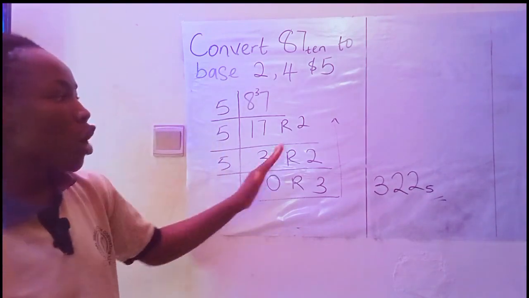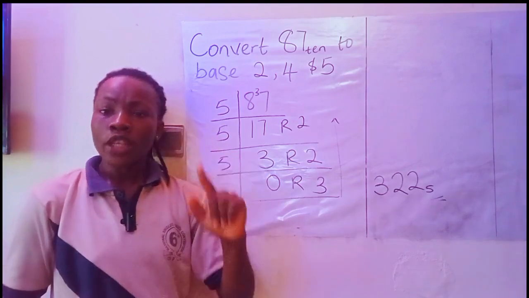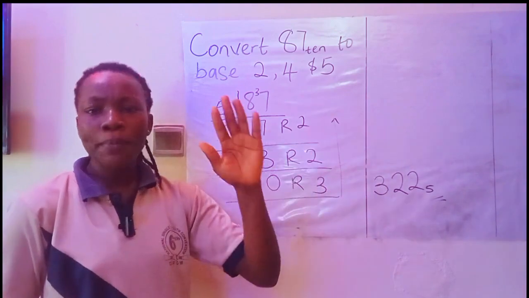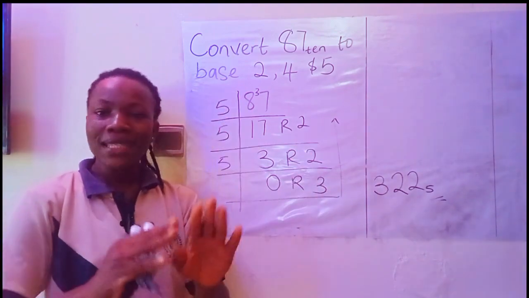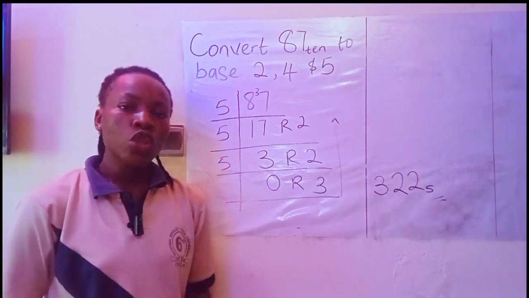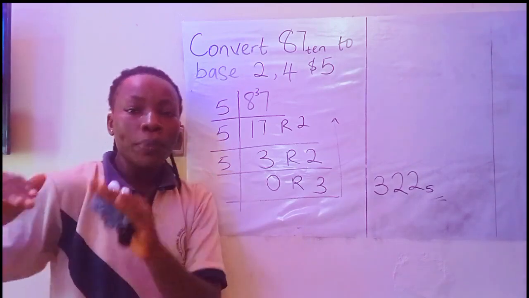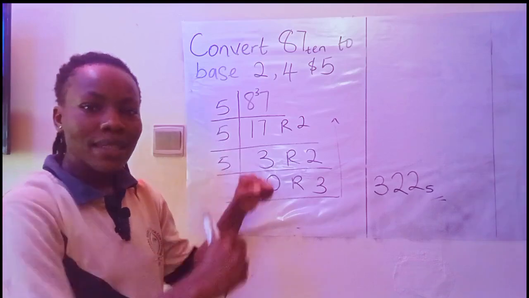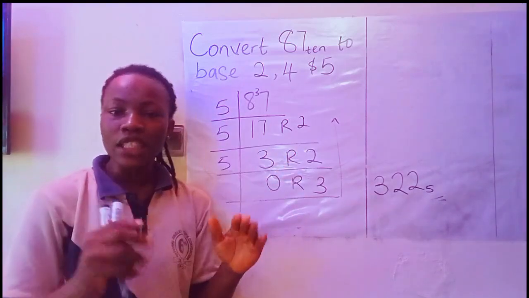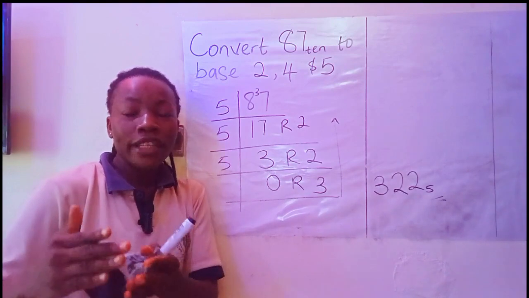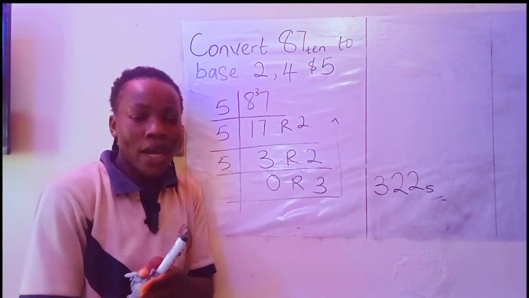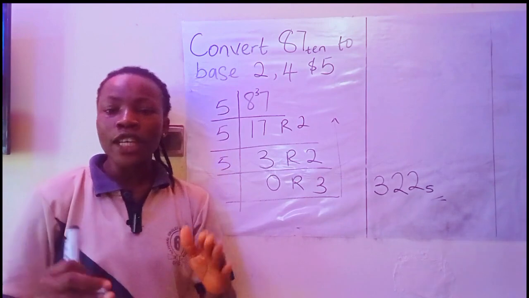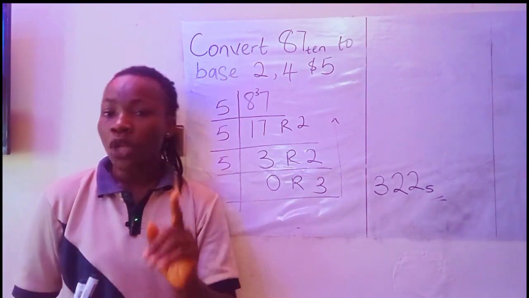So this is how to convert a base 10 number to any base, whether base 5, base 6, base 9, or base 8. You are simply going to use that new base to divide that number that is in base 10. After dividing it, you are going to write out your remainders starting from the last one to the first remainder.